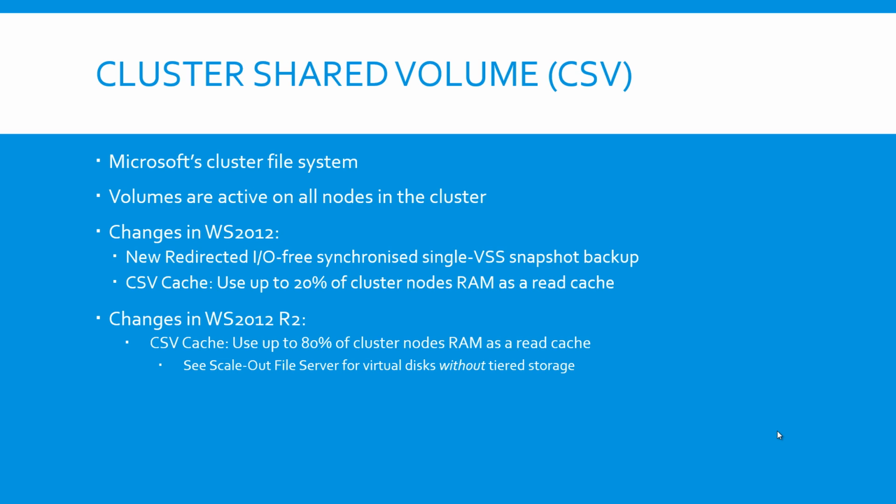So we may use that on non-tiered storage spaces to have a huge read cache. So we could put lots of RAM into a server and use that to cache what we're reading from non-tiered storage spaces, boosting our performance incredibly.